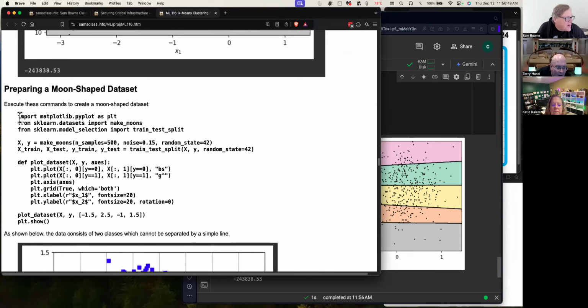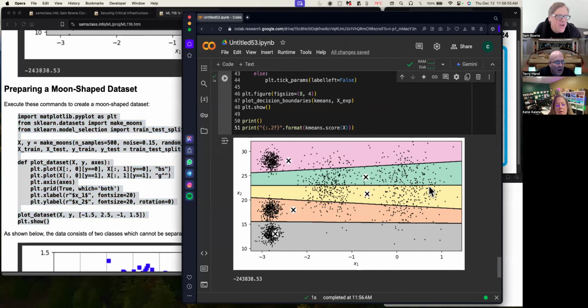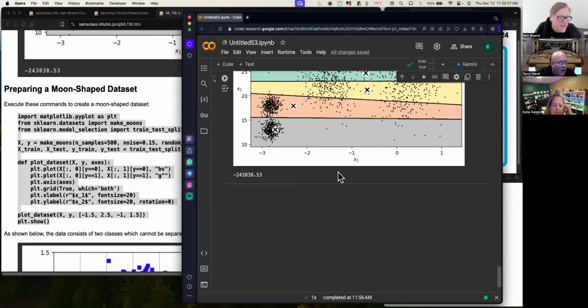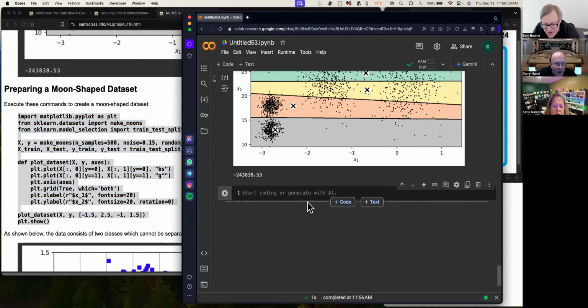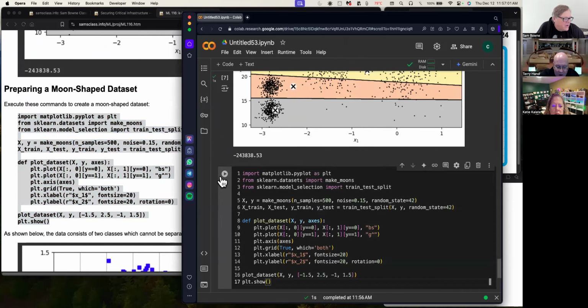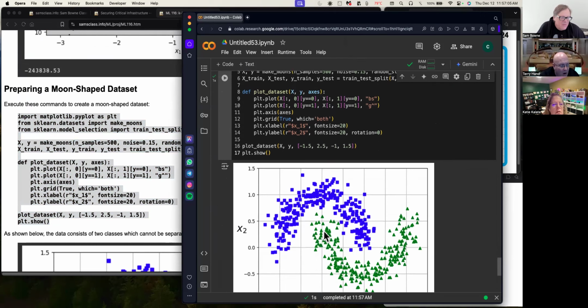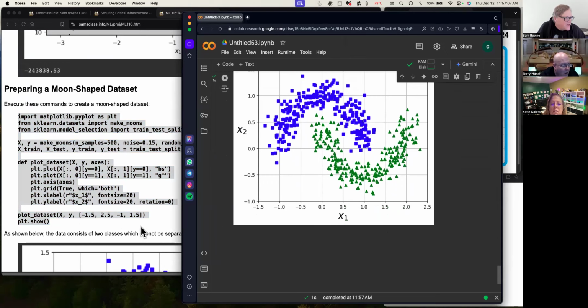Now, the textbook I got this from thought this one was a failure, but I didn't see it that way. Suppose your data set doesn't have nice round clusters like this. It has a more complicated shape. So we'll make the moon-shaped data set here with the blue and the green. We're trying to separate them.